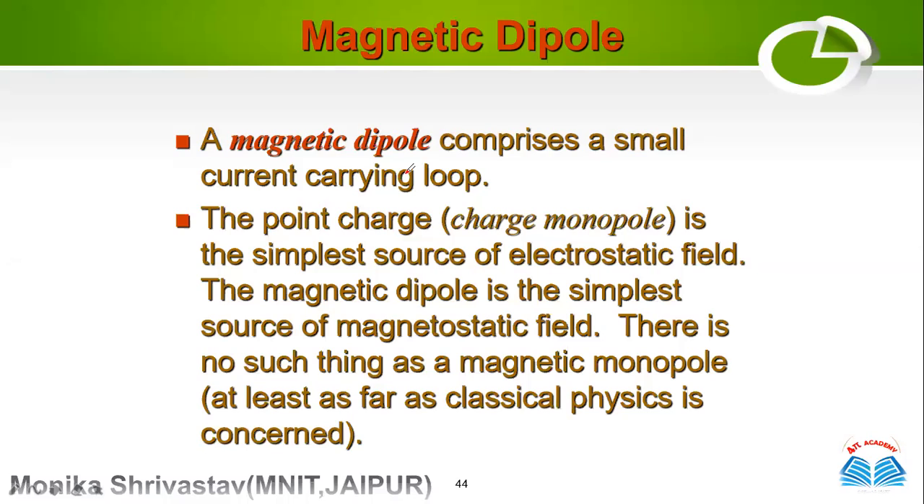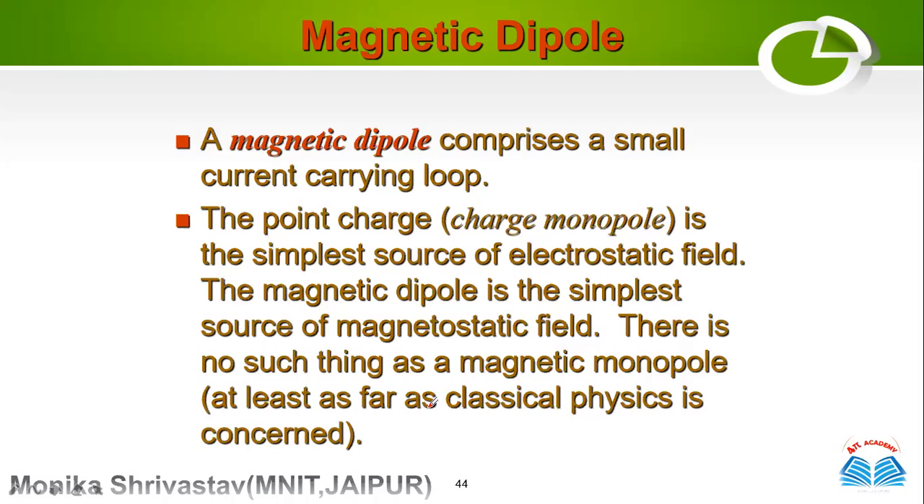So a magnetic dipole comprises a small current carrying loop. The magnetic dipole is quite similar to the electric dipole. The electric dipole was the system of two charges having some small distance between them, and we were considering those two charges as a system and treating them as one dipole. But the magnetic dipole is the combination of a small current carrying loop. We will not talk here about any charge. We will talk here about some current.